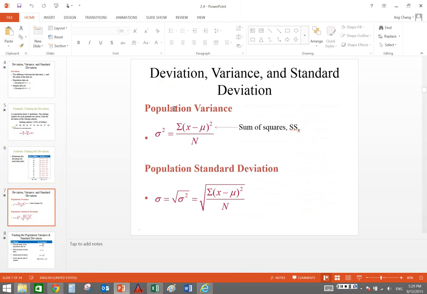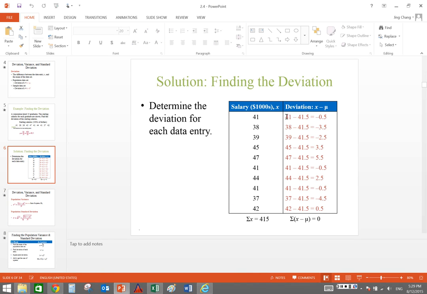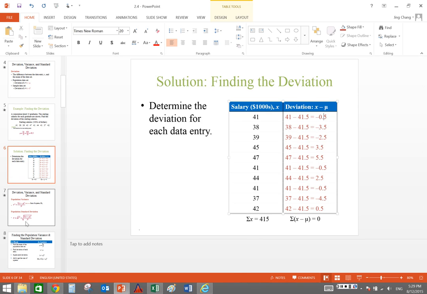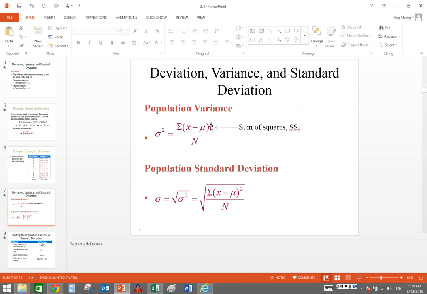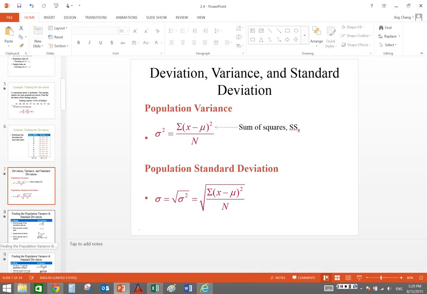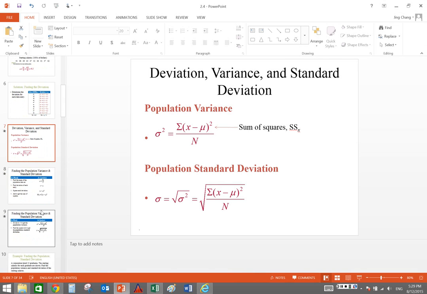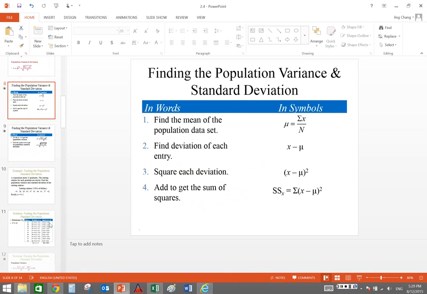And to find the variance, we need to square the deviations. As you can see, if we don't square deviations, some are negative, some are positive. If you add them together, they will cancel with each other. So we don't want that to happen. Then we need to square every deviation to make them all non-negative, and then add all the squares together, and then divide by the population size. So that's the population variance.